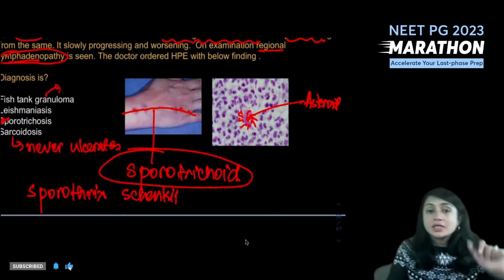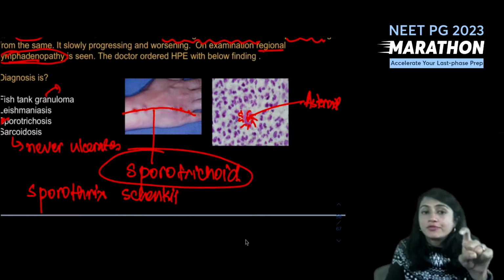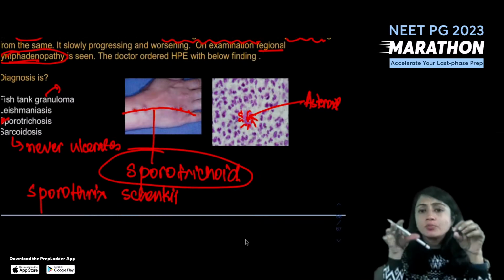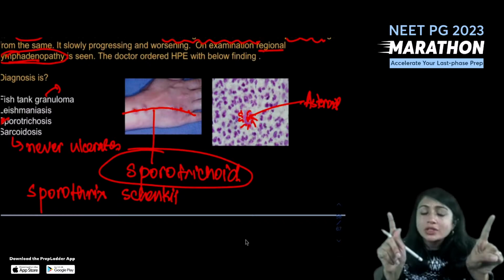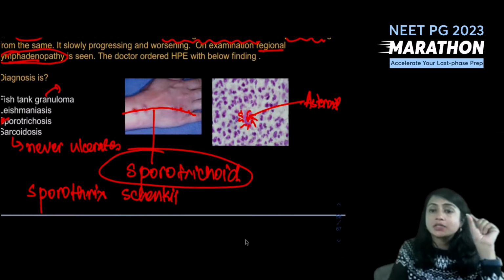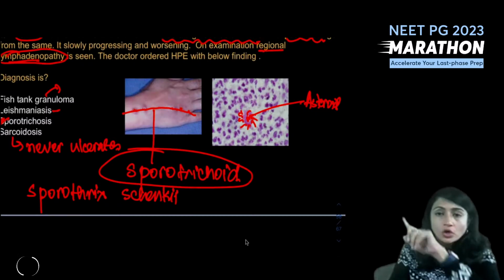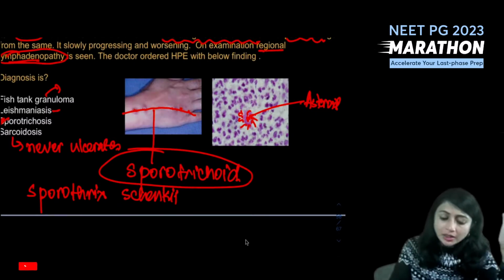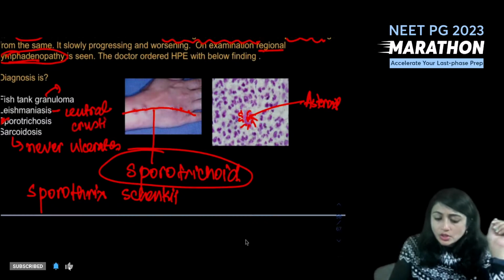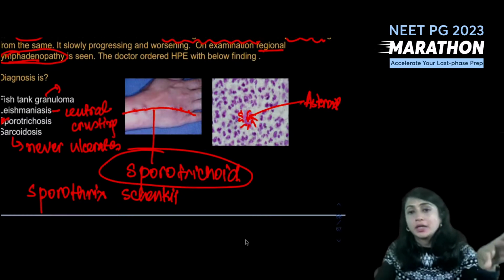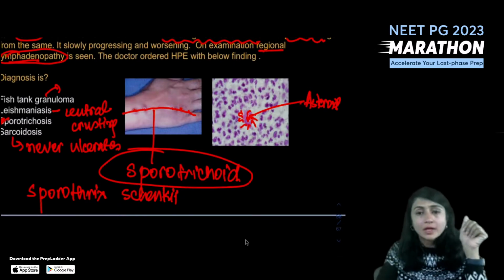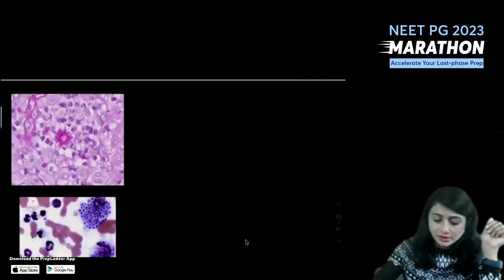Fish tank granuloma is an atypical mycobacterial infection where they will give you some history of contaminated swimming pool, contaminated water. Usually it is a single lesion, does not present in linear fashion. Leishmaniasis, again, you will not get these linear lesions, and there will be central crusting in the lesion, and they will give you some endemic area. Asteroid bodies are not seen in any of these, right? So you should be able to identify this.